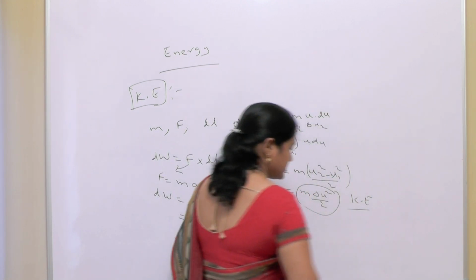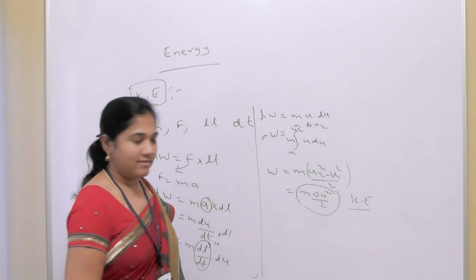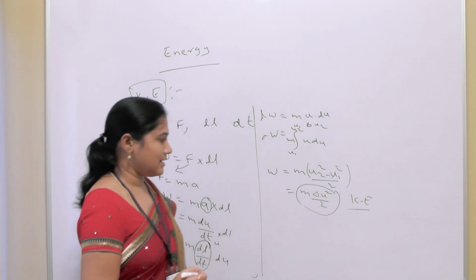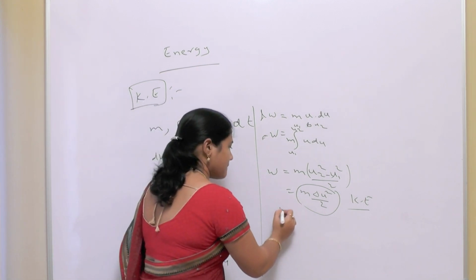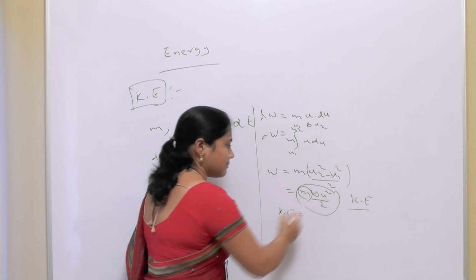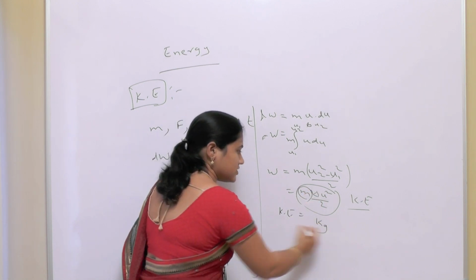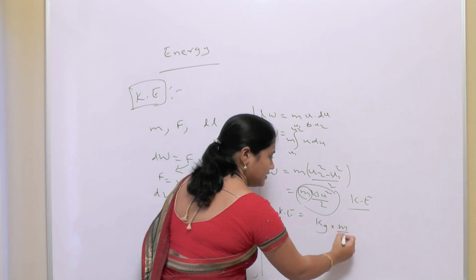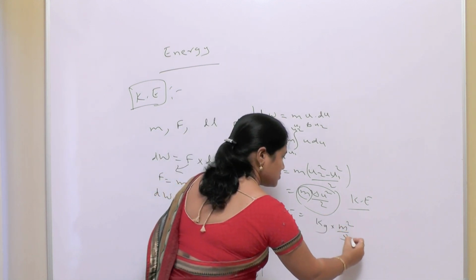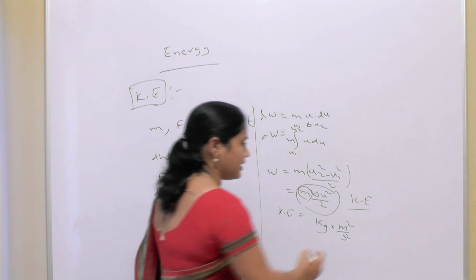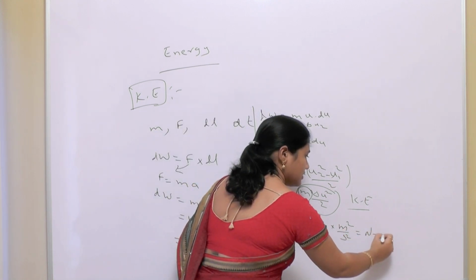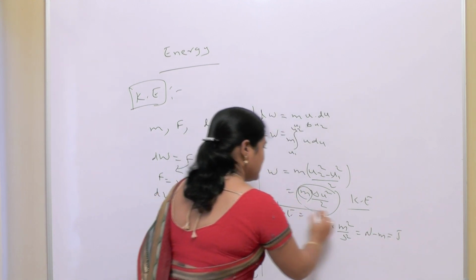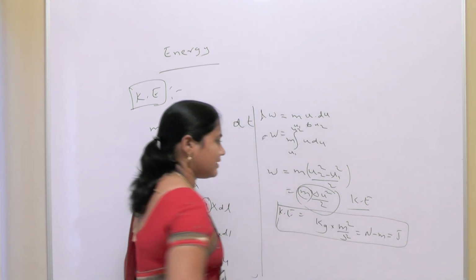This term was introduced by Kelvin in 1856. Coming to the units of kinetic energy: generally the mass units are kg, and the velocity units are meter per second, squared. So kg meter square per second square, or Newton meter, or joules. These are the units for kinetic energy.